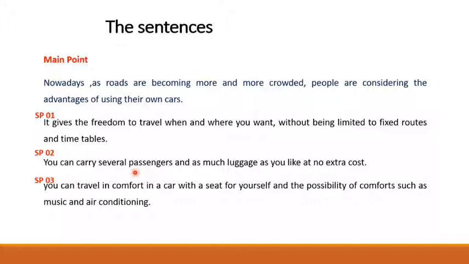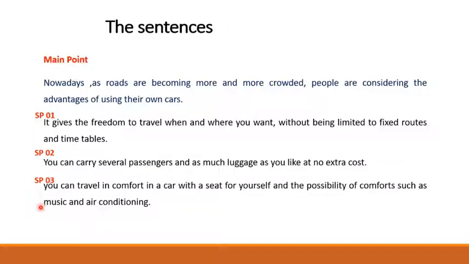The third point, can you remember the third point? Yeah, you can travel in comfort. So you have to give details. You have to write a good sentence, right? So you can travel in comfort in a car with a seat for yourself and the possibility of comforts such as music and air conditioning. See, what are the comforts? Yes, a seat for yourself and also music, air conditioning. So you are giving enough details. Just writing you can travel in comfort is not enough. You have to write a sentence with enough details.